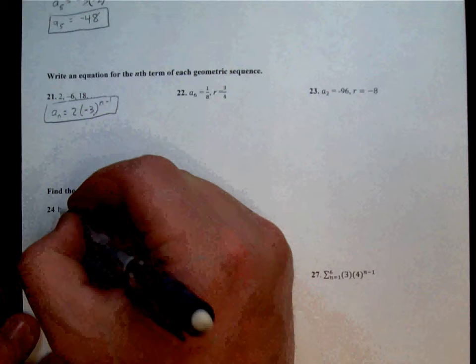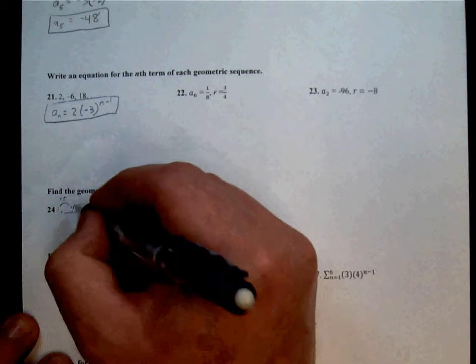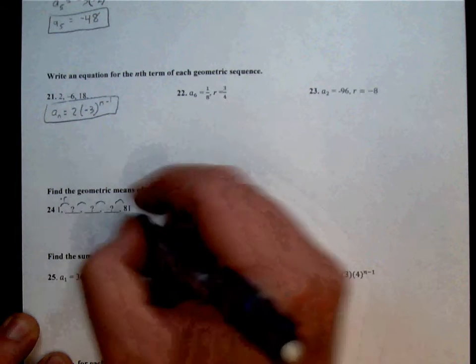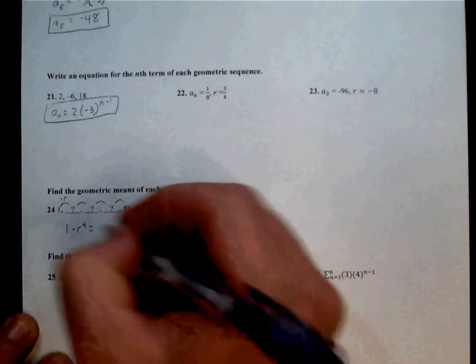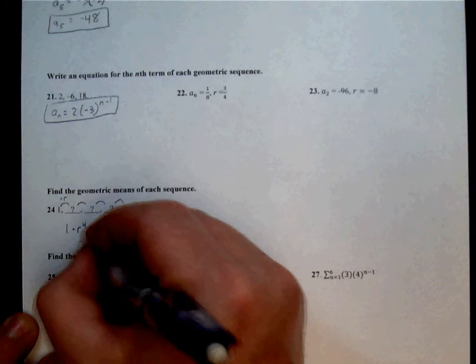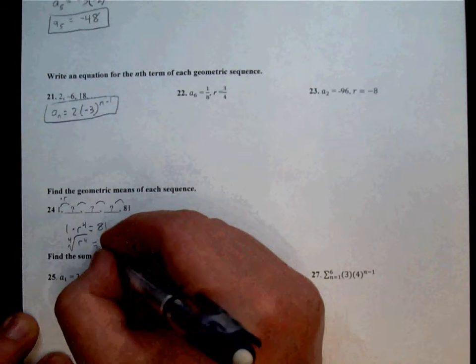Geometric means. Okay, so it looks like since this is geometric, I'm multiplying by r once, twice, 3 times, 4 times. I started at 1. I multiplied by r 4 times, leaving me with 81. So this is the same as saying r to the 4th is equal to 81. So we have to do the 4th root of 81.